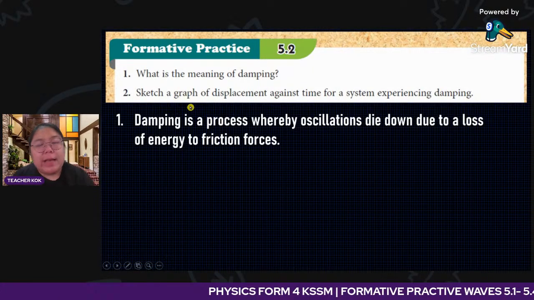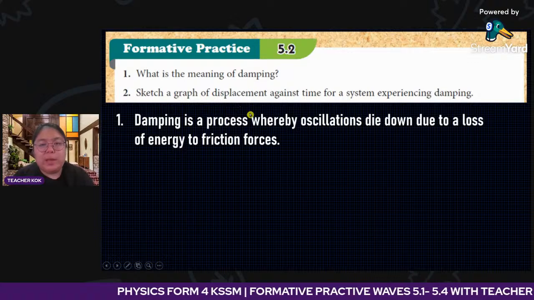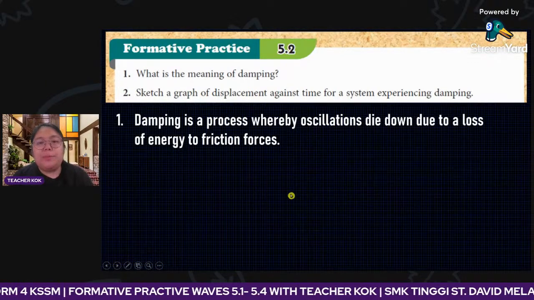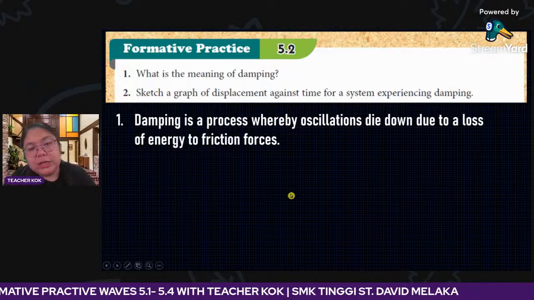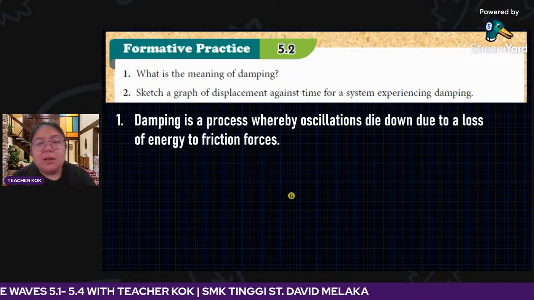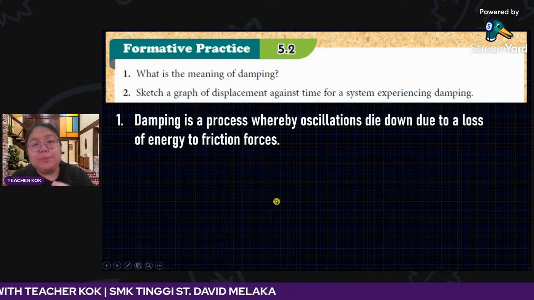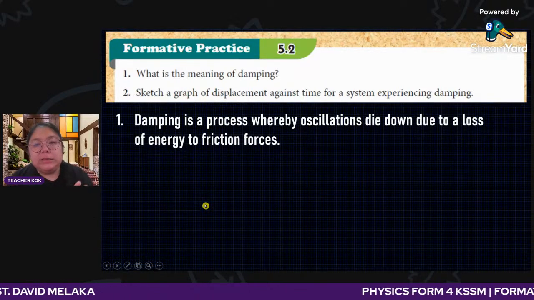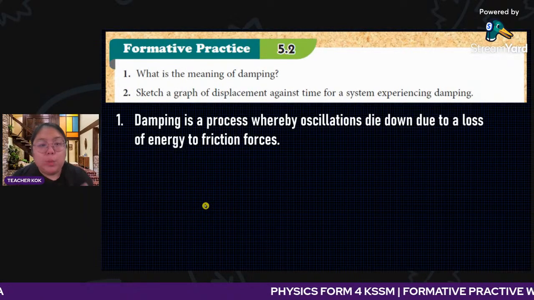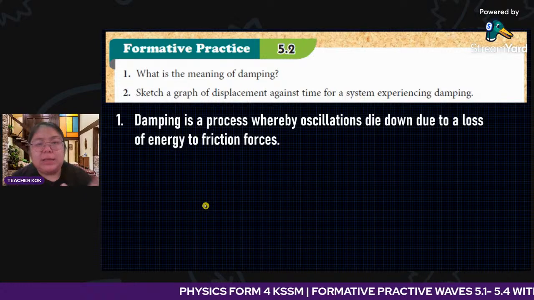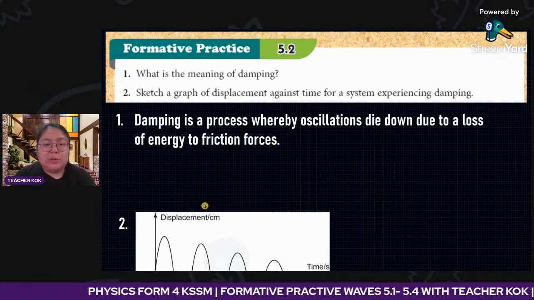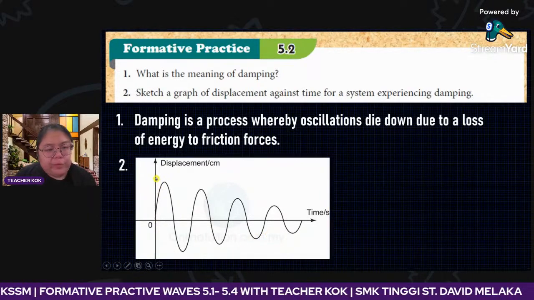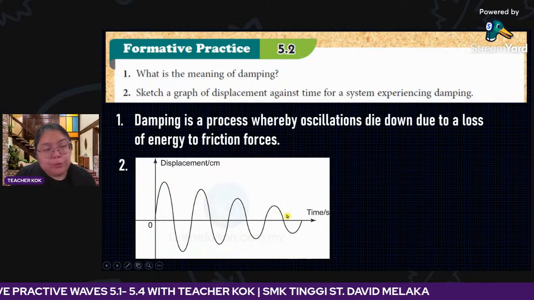Now you need to sketch the graph of displacement against time for damping. Remember when you draw the graph, it is just like a sinusoidal graph, but the amplitude keeps dropping. How about the distance from one wave to another? Actually there is no change. Let's see how to draw. So this one is the answer. You can see the amplitude keeps dropping.